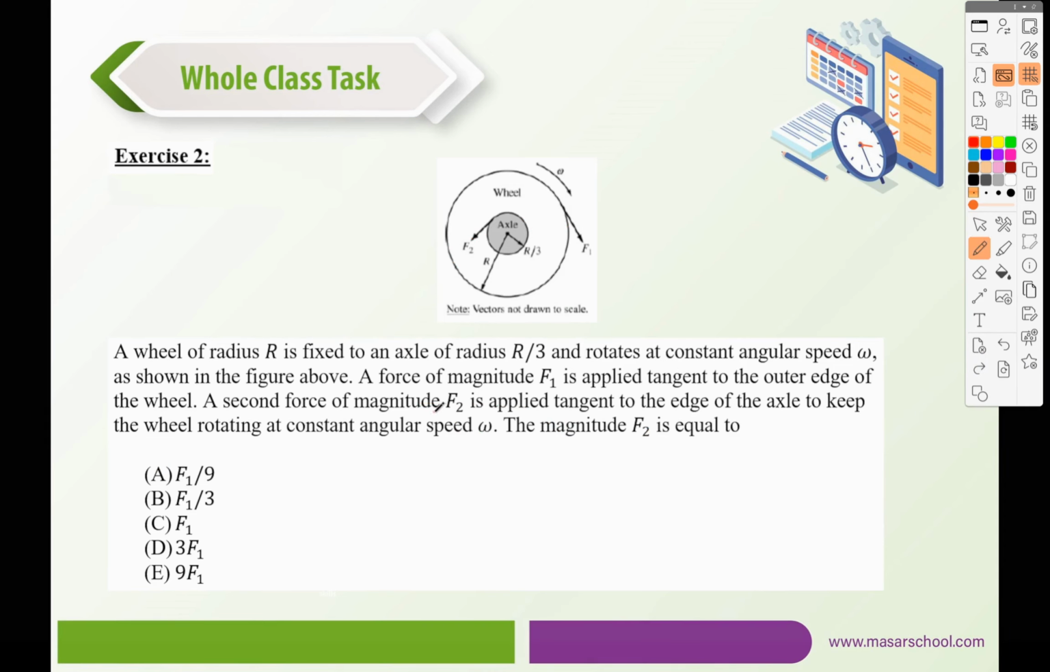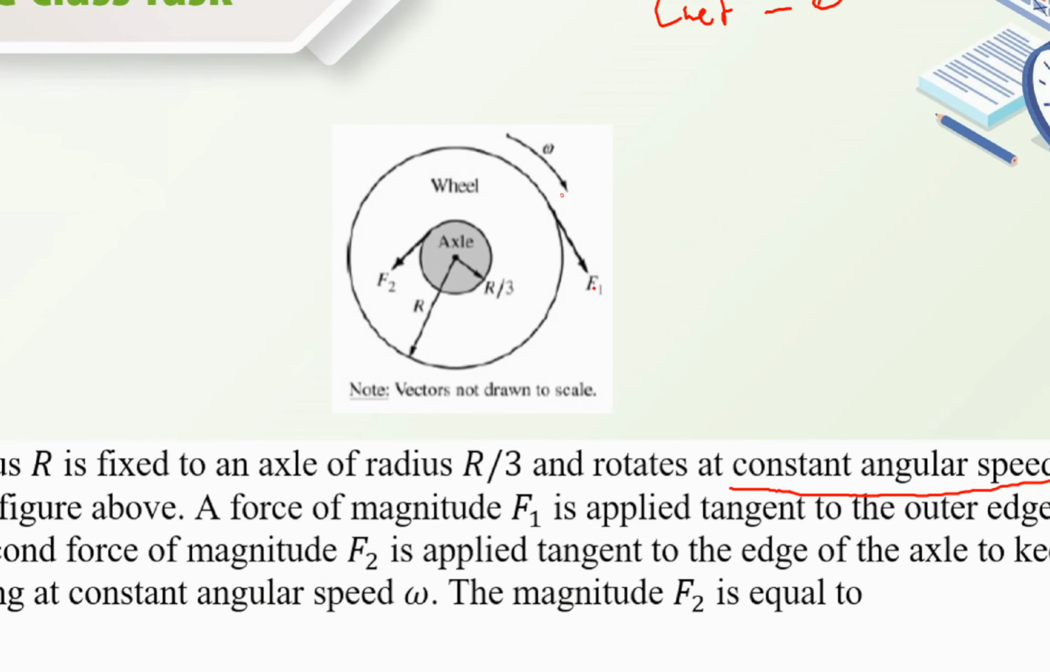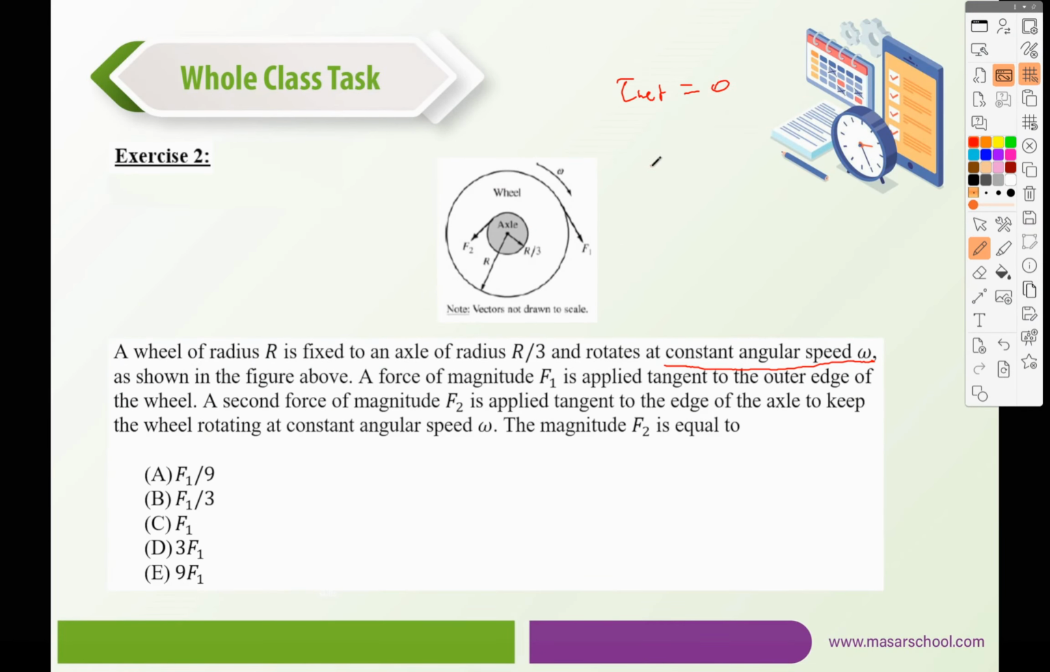Now, a wheel of radius R is fixed to an axle of radius R over 3 and rotates at a constant angular speed omega. Constant angular speed omega is exactly the same as saying that the acceleration is 0. Acceleration 0 means no angular acceleration. So we have torque net equal to 0, so we are in rotational equilibrium. As shown in the figure above, a force of magnitude F1 is applied tangent to the outer edge of the wheel as shown here. So it's along the tangential direction and it's rotating in this direction. Then the torque it's producing is given by minus F1 multiplied by capital R.